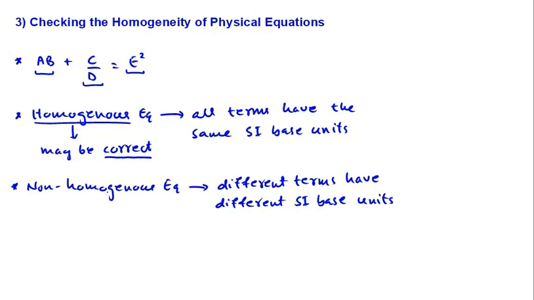Students, note that a non-homogeneous equation is always incorrect. So if you come across a non-homogeneous equation, straight away reject it. Now let's do an example to learn how to check the homogeneity of physical equations.